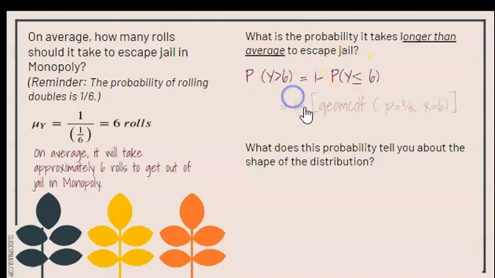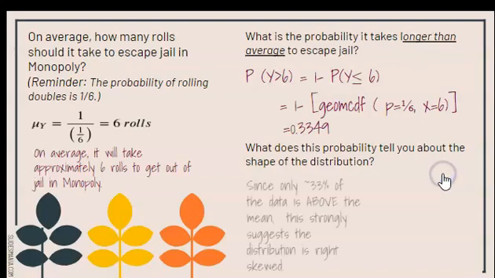So I'm going to use my geometric CDF function with the probability of 1 out of 6 and x being 6. I'm going to find that value, subtract it from 1, and I get this answer. All right? So you have to be crafty on how you use your geometric CDF function given the question at hand. Now, what does this probability tell us about the shape of the distribution, right?